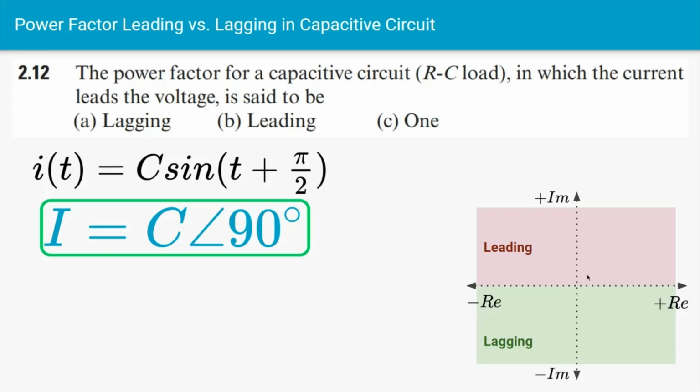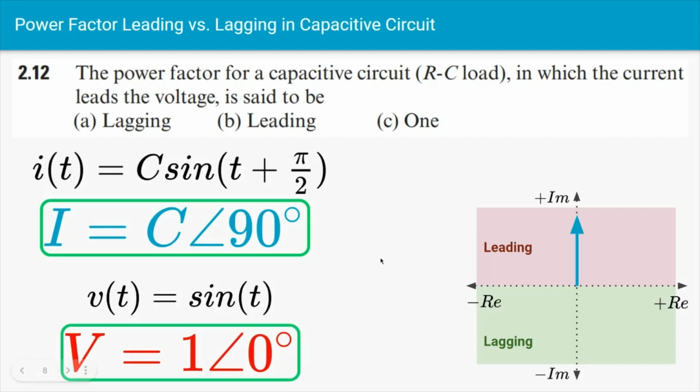So let's draw that out on our phasor diagram. Okay, it's a straight line going up. And remember our voltage is the sine of t with no phase shift. So when we plot that out on the phasor diagram, it's just a line going here. Now, this voltage actually sets the boundary between leading and lagging. So if the current points in the upper half of this phasor diagram, we know that the current is leading the voltage. Now, if the phasor points to the bottom half, we know that the current is lagging the voltage.